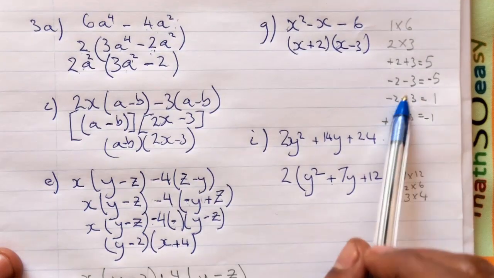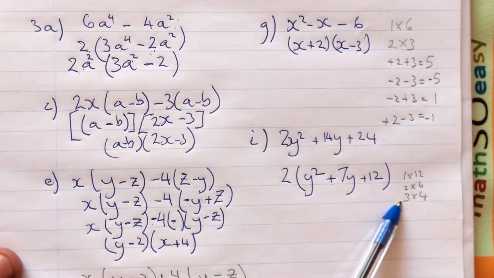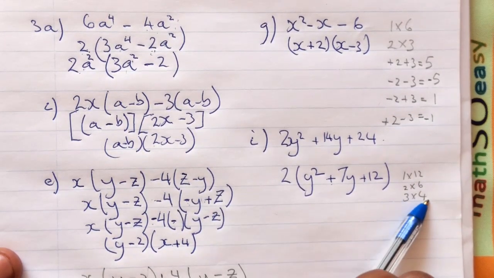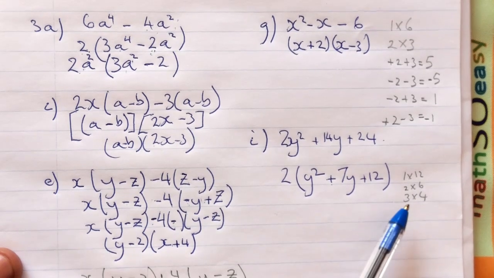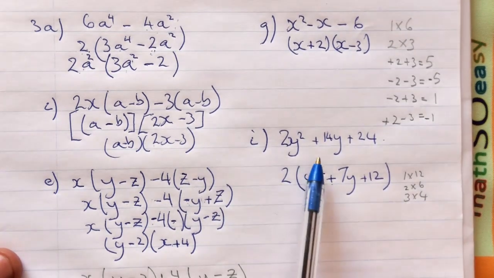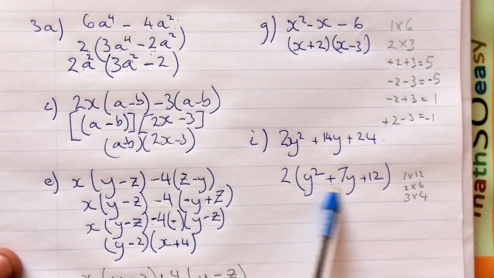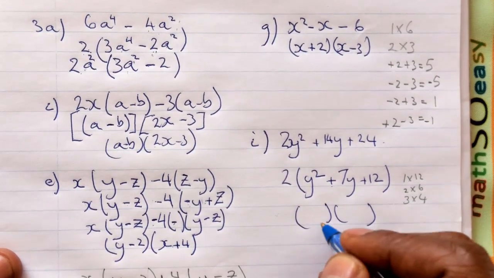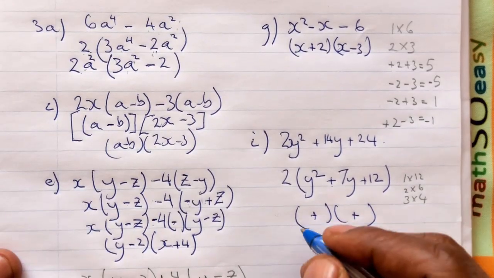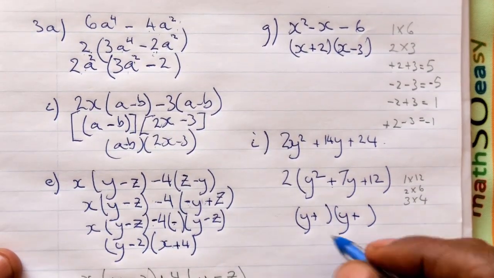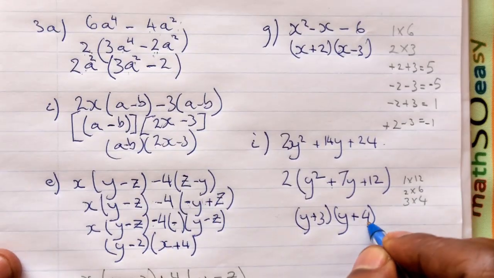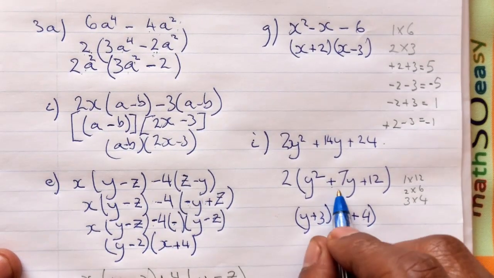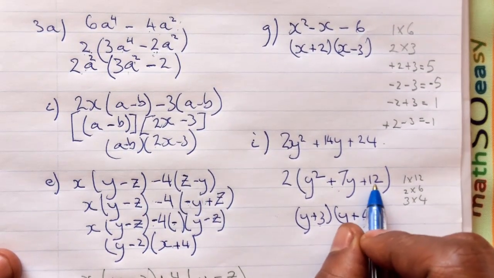You must do this, you'll see. And then these two, they'll give me a 1 or a 7. This time, it's going to give me a 7 because I want 7 here. So everything is positive here. So it means my brackets as well will have positives inside. Then it's a y, and then it's a 3 and a 4. Okay, 3 plus 4 gives me 7. 3 times 4 gives me 12.